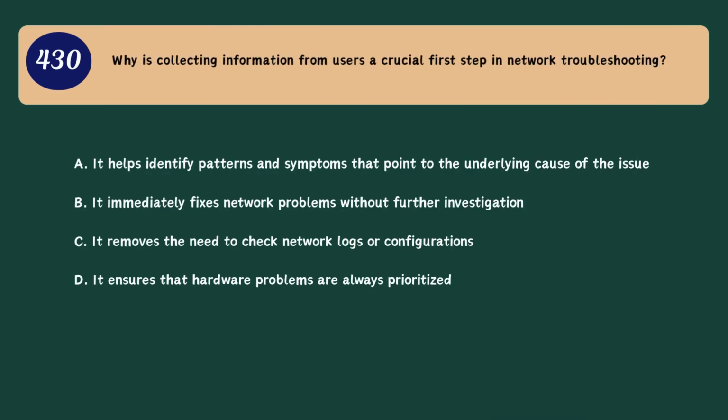Question 430. Why is collecting information from users a crucial first step in network troubleshooting? A. It helps identify patterns and symptoms that point to the underlying cause of the issue. B. It immediately fixes network problems without further investigation. C. It removes the need to check network logs or configurations. D. It ensures that hardware problems are always prioritized.